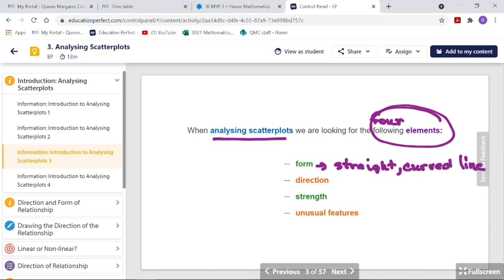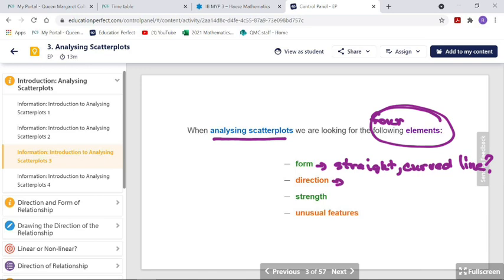So in other words, what kind of line could you draw that would represent the data? Does it look like they're all lined up in a straight line? Does it look like they're lined up in a curved line? We'll look at examples of all of these as we go too. Now, that's the one we're going to look at first.